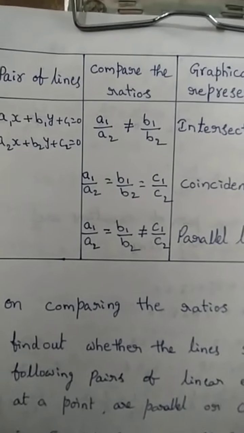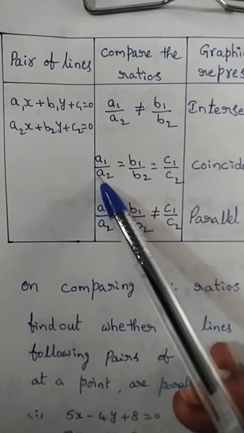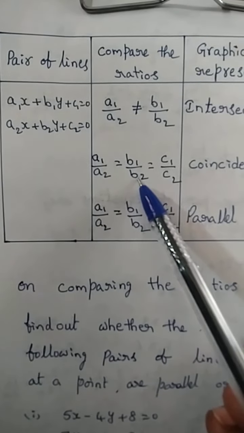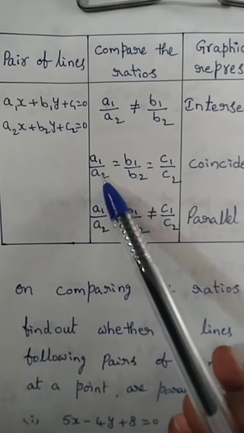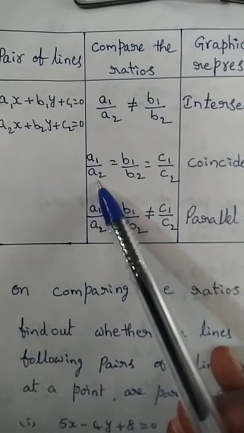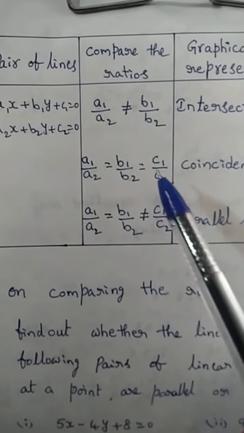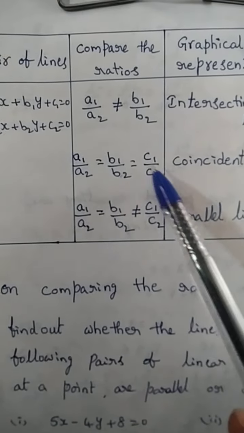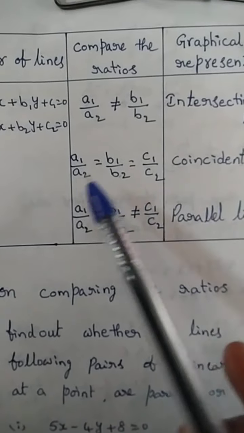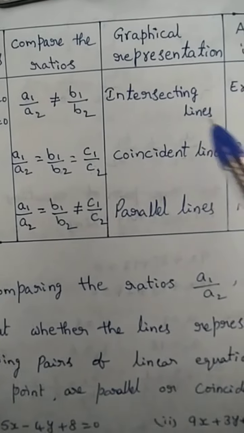Clear? Then coming to the second comparison: the x coefficient ratio is equal to the y coefficient ratio, which is equal to the constant ratio. The x coefficient ratio is a1 by a2, the y coefficient ratio is b1 by b2, and the constant ratio is c1 by c2. If all those ratios are equal to one another, then automatically the given pair of equations are coincident lines.